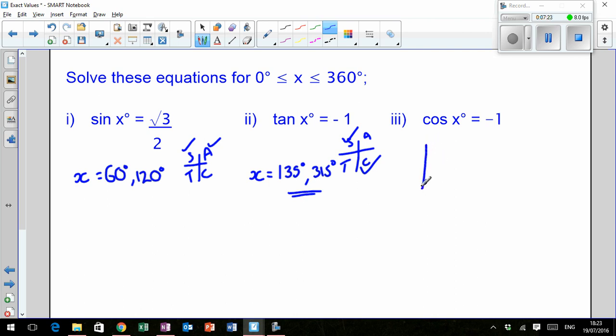So 3 things: being able to identify exact values for angles less than 90, for more complicated angles, and then use those exact values to solve some equations.